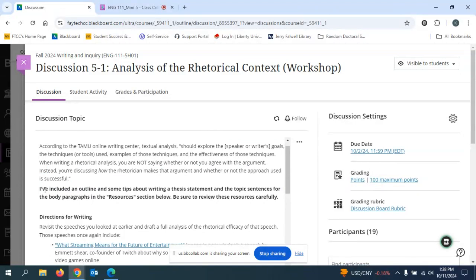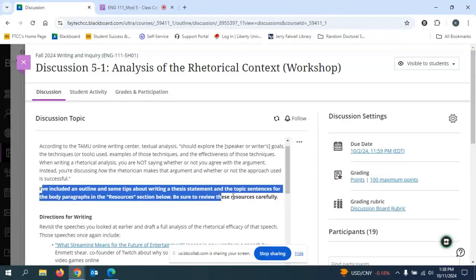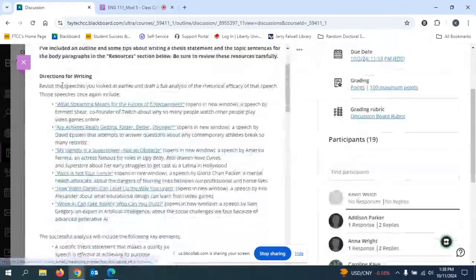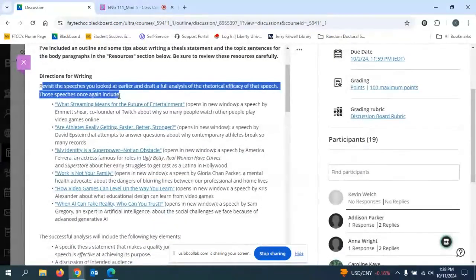Now, I put in bold here that I've included an outline and some tips about writing a thesis statement and the topic sentences for the body paragraphs in the resources section. You need to make sure you check those out. I'm going to show them to you in just a moment and walk you through them. It says to revisit the speeches you looked at earlier and draft a full analysis of the rhetorical efficacy. Efficacy meaning effectiveness. Was the speech effective at achieving its rhetorical purpose? Does it effectively target the target audience? Does it effectively persuade that target audience?